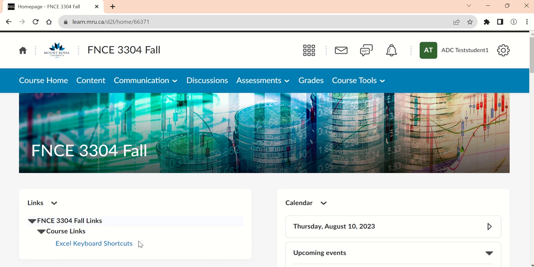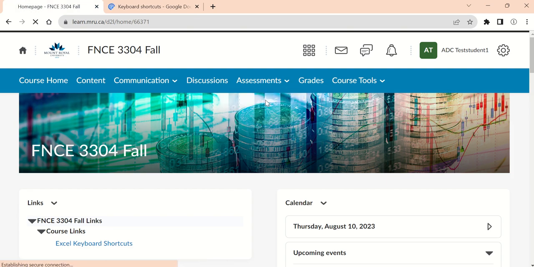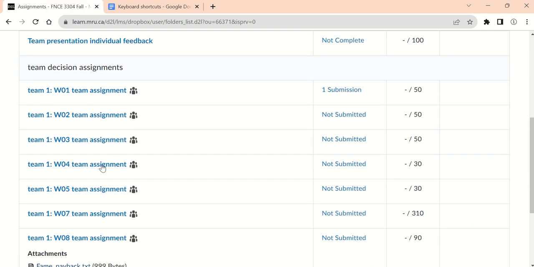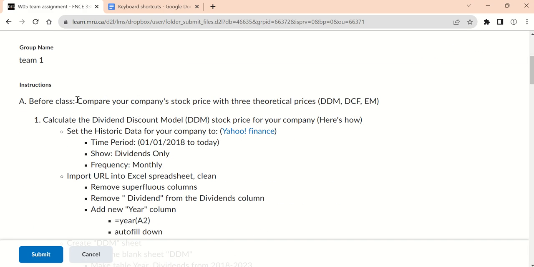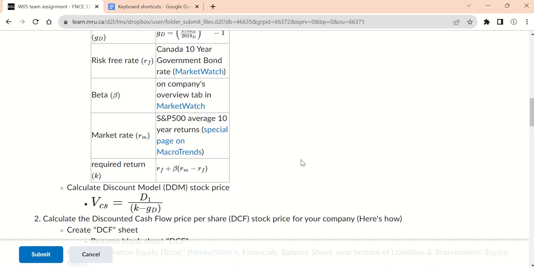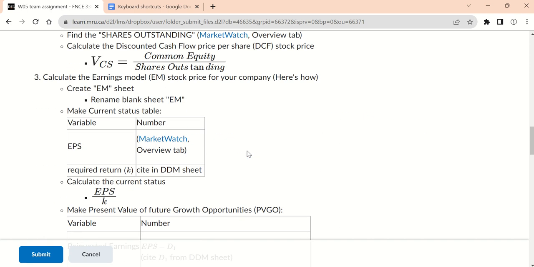To do the week 5 assignments, first start from the home page loading the Excel keyboard shortcut just to have it on hand, and then go to assessment assignments down to week 5. And we're going to be calculating your company's stock price, what it theoretically should be, with 3 different methods. The dividend discount model method, the discounted cash flow per share method, DCF, and the earnings model.